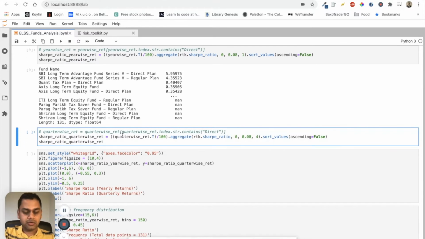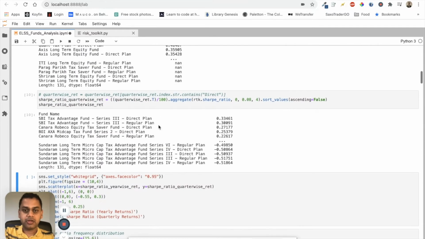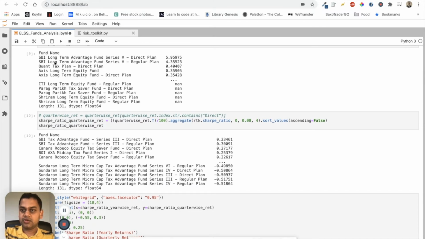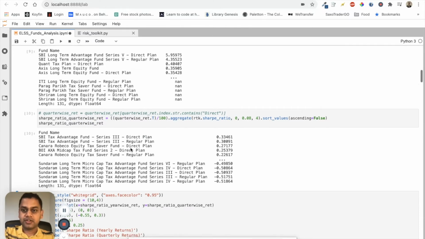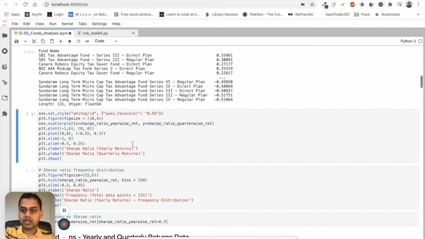Let's look at quarter. So this is Sharpe ratio based on yearly returns, and now we look at Sharpe ratio based on quarterly returns. And now immediately you can see that the SBA long-term fund Series 5 is not on this list, simply because they haven't got the rich history of data. But some of the other funds come up: Canara Robeco, BOI AXA Midcap Fund. These are, again, interesting funds which we'll be referring to later on. So these are some of the good funds based on Sharpe ratio calculation.